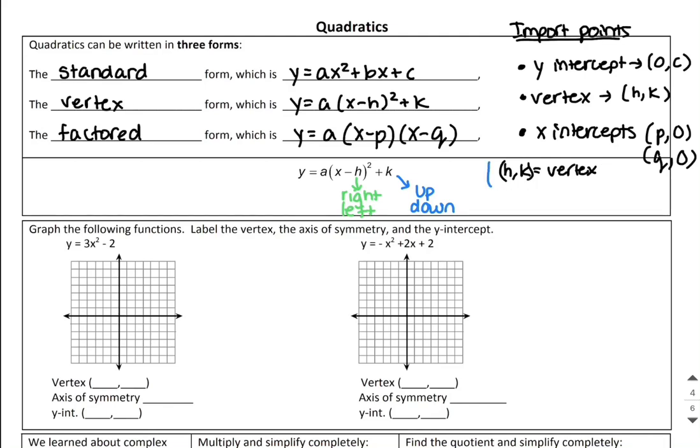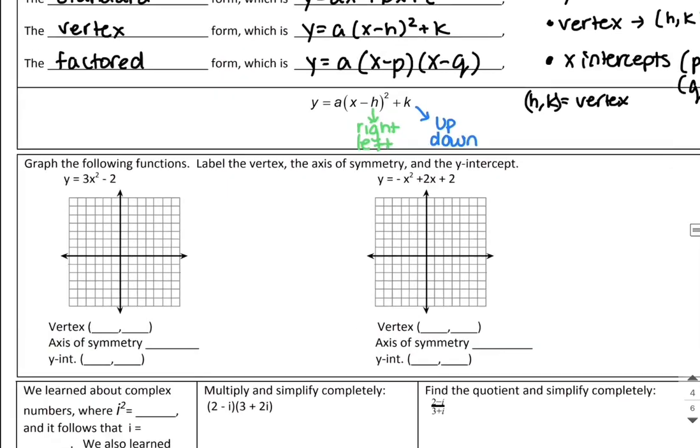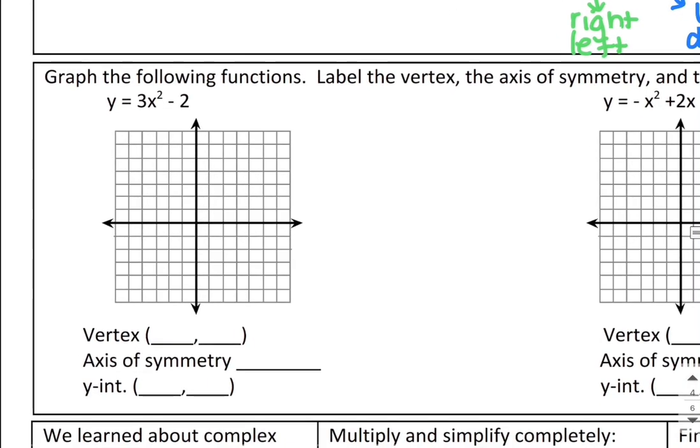All right, for this first example here, I have y is equal to 3x squared minus 2. You could say that's standard form, or you could actually really easily convert it into vertex form. And vertex form is the one that you want if you can have it, because it's the easiest one to graph. It tells you the most important information. The most important information on a parabola is the vertex, that point where everything changes direction.